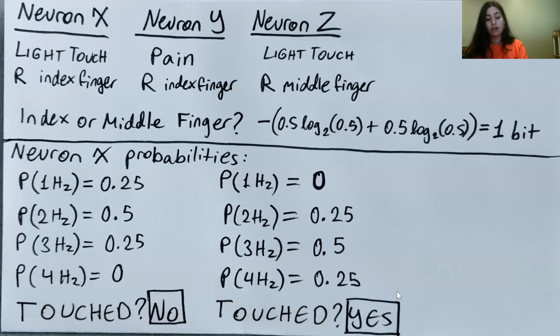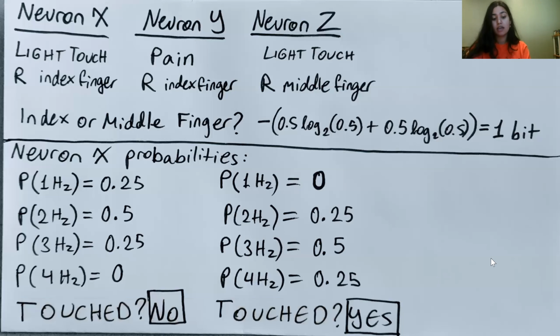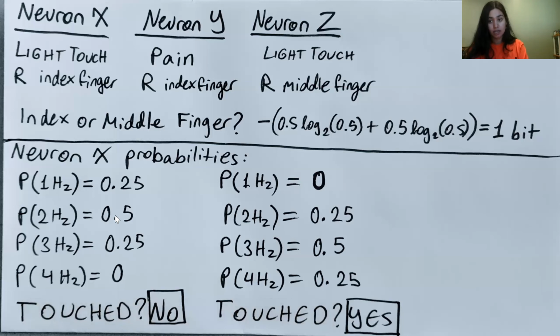So through this, we know that if neuron X fires at 4 hertz, since there's a 0% chance of it firing 4 hertz when the index finger is not being touched, then we know that the finger must have been touched. But if it fires at 2 hertz, it's a little bit more interesting because then it is more likely that the finger has not been touched, but it's not as clear. So we can describe this scenario of the probability of a situation A happening given a situation B using something called Bayes' theorem.